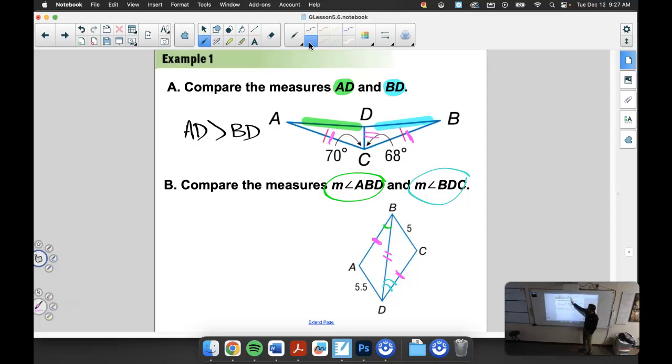5.5 is bigger than 5. So I know that angle ABD is greater than the measure of angle BDC. Now, can everybody see in this situation that I made my greater than sign really, really large? Because I don't want you to think that this is a greater than sign or a less than sign. So just make sure you make it big.